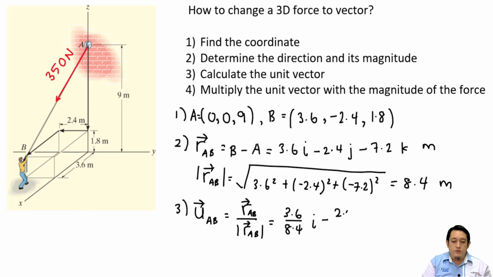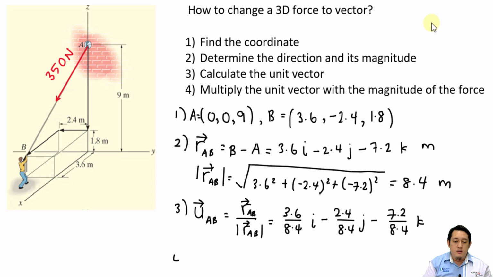Minus 2.4 over 8.4 j minus 7.2 over 8.4 k. So this is the unit vector of this force. Okay, step number 3 done. Step number 4, multiply the unit vector with the magnitude of the force.